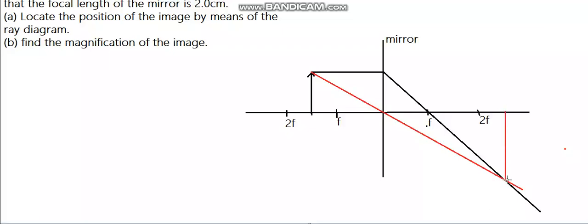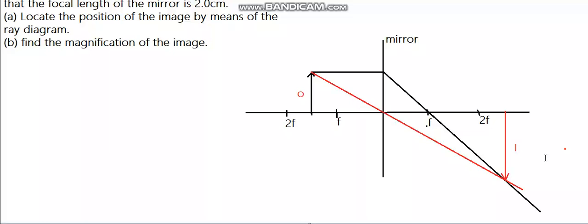Now your image is shown by a downward arrow or just dotted lines to show that it's upside down from the object. So this is the object, let me say O. This is the image, let me say I. So really the height of the image depends on where the object has been placed. If it's placed further away from the focal length, the image size either reduces or increases.